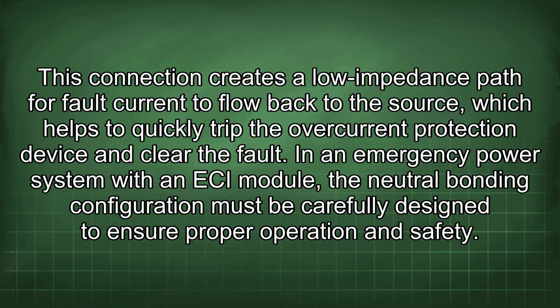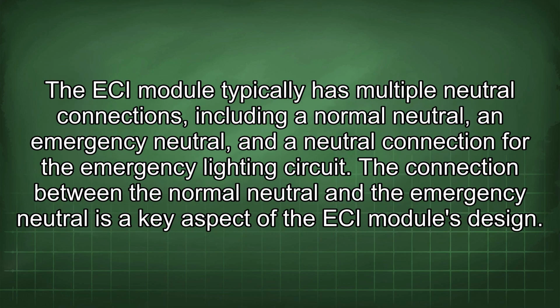In an emergency power system with an ECI module, the neutral bonding configuration must be carefully designed to ensure proper operation and safety. The ECI module typically has multiple neutral connections, including a normal neutral, an emergency neutral, and a neutral connection for the emergency lighting circuit. The connection between the normal neutral and the emergency neutral is a key aspect of the ECI module's design.